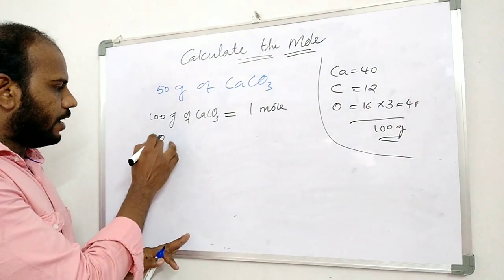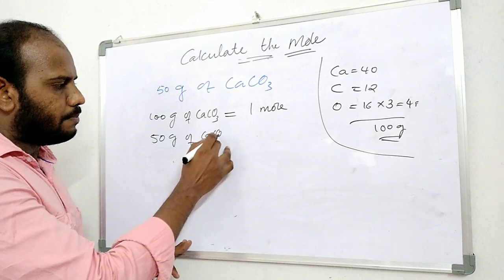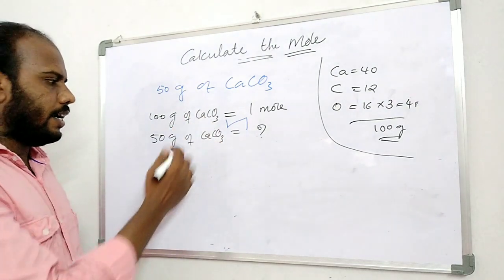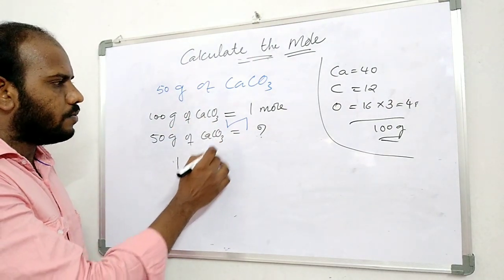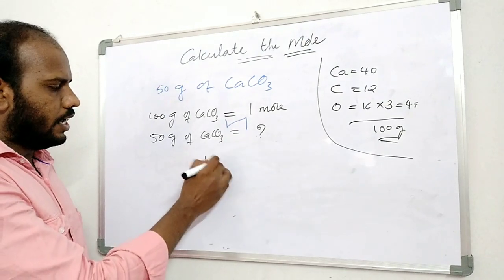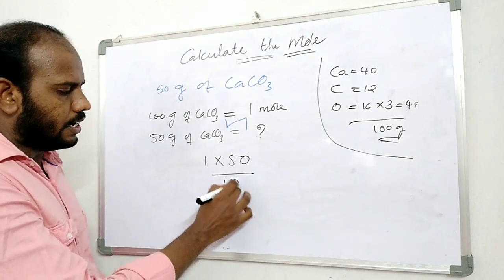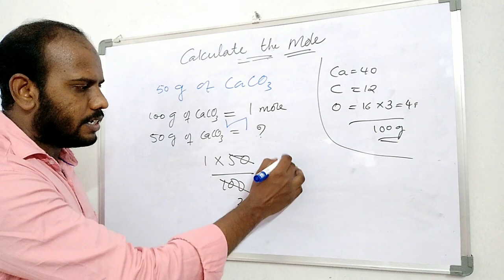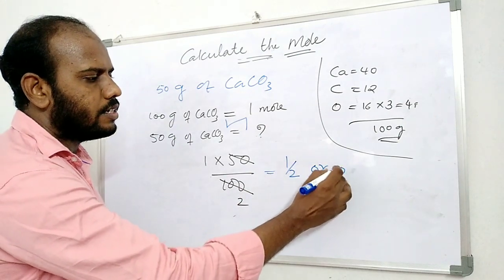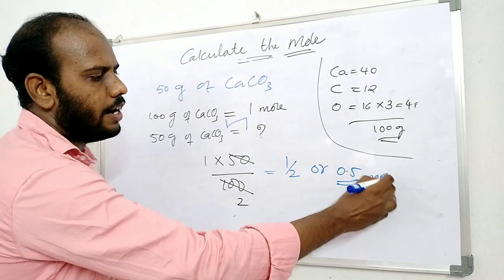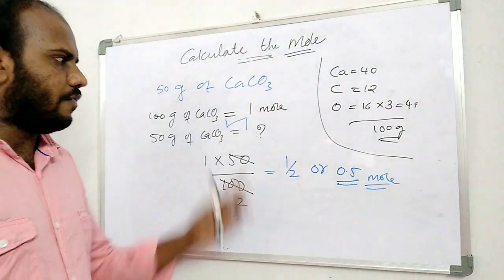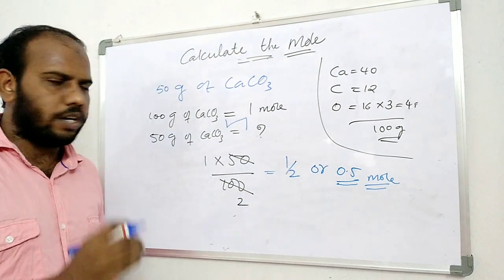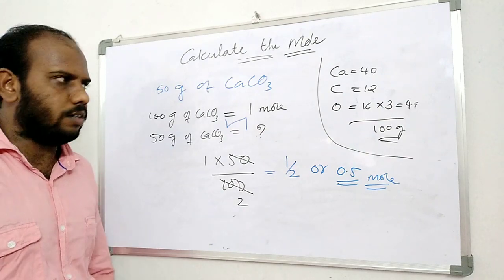So 100 gram of calcium carbonate is equal to 1 mole. Then 50 gram of calcium carbonate is equal to what? Same as the earlier process, we can understand. So 1 mole is equal to, we can write here, 1 into 50 by 100. So we can cancel by 2 times. That means we get the answer 1 by 2, or we can write 0.5 mole. So the answer is 0.5 mole. Okay, 1 mole is 100 gram, then 50 gram, we know very easily, is 0.5 mole. Got it, children? One more problem we can do related to the mole.